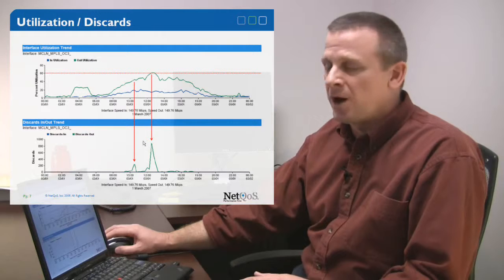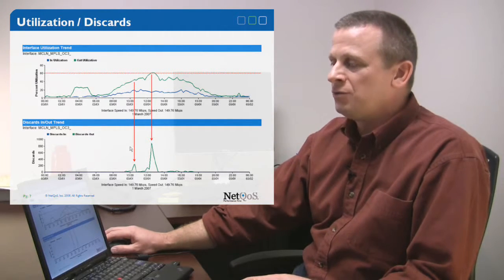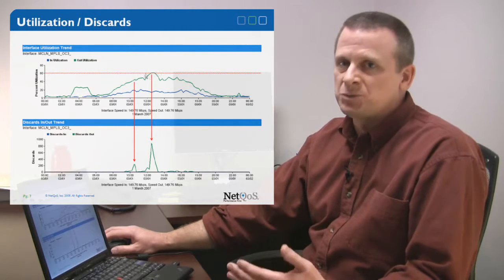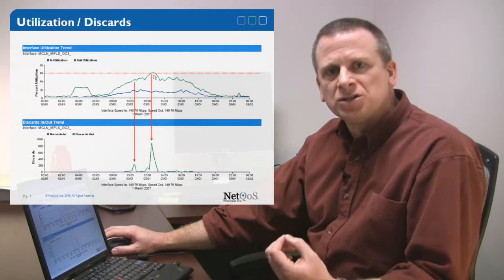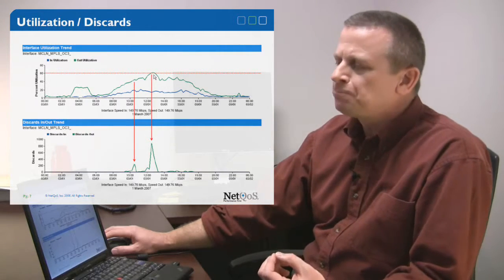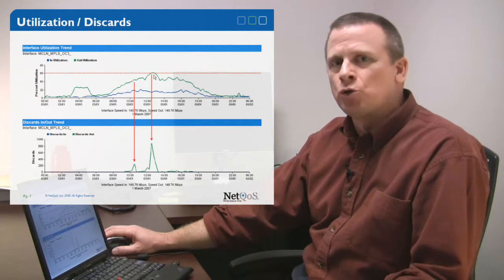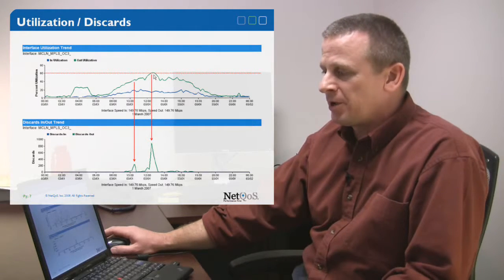Discards in this case are caused by overutilization, but here you're seeing where discards are occurring even though the measurement is only showing about 60% bandwidth utilization. That's because in spike conditions, at instantaneous points in time, the queue becomes full and packets are dropped, but your overall average bandwidth is only showing 60% utilization, even at the spikes.